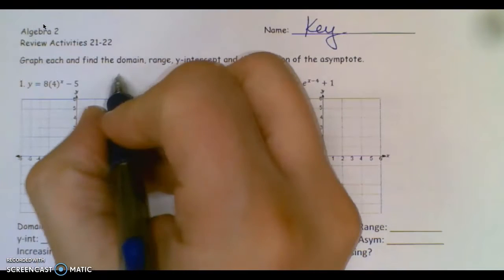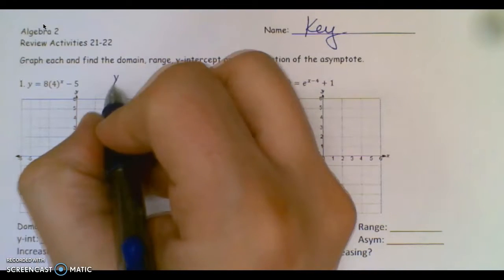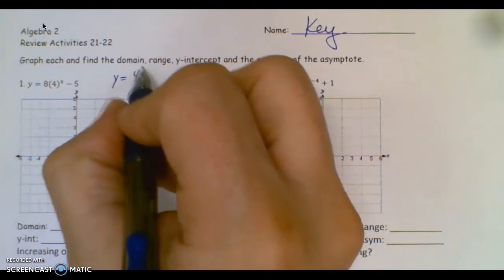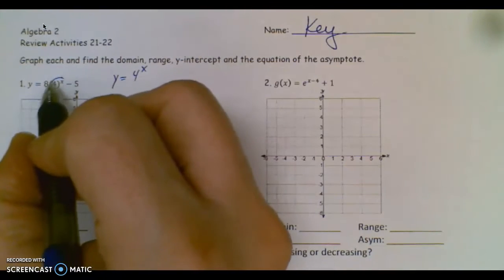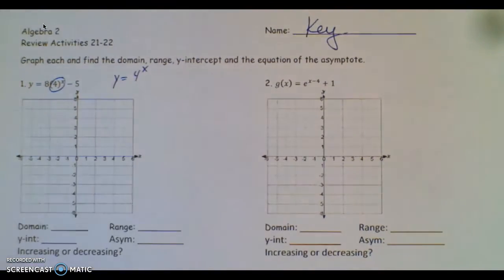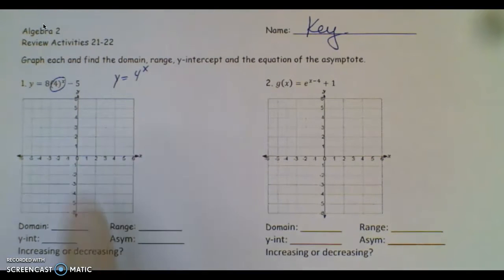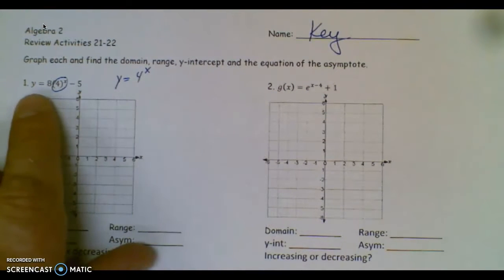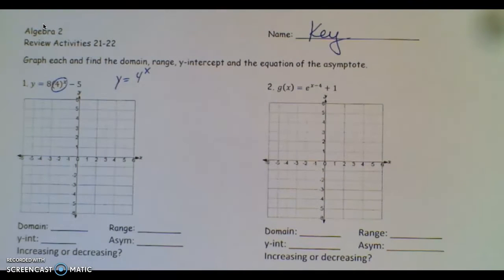So this one, if I had a parent graph for this, it would just be 4 to the x. You always look for the thing that's being raised to the exponent. So this one would be shifted down 5 and vertically stretched by 8. So when I look at my end graph, I'll know it's good if it's been moved down 5 and all that stuff. So let's check it out.